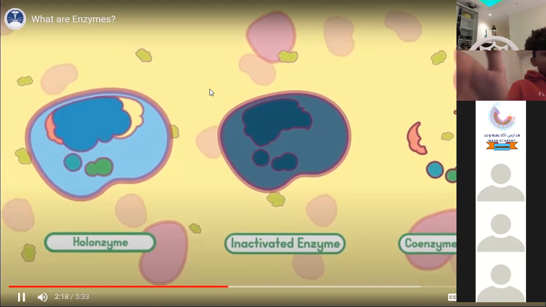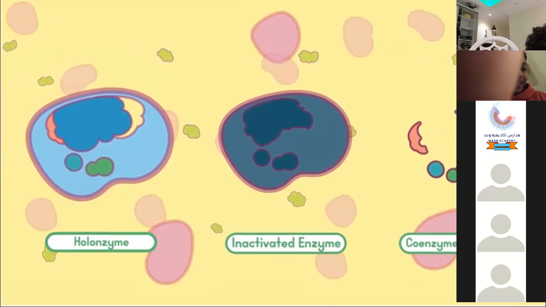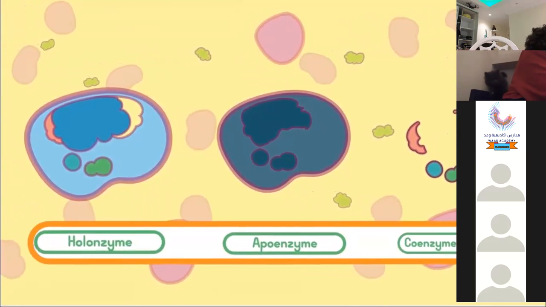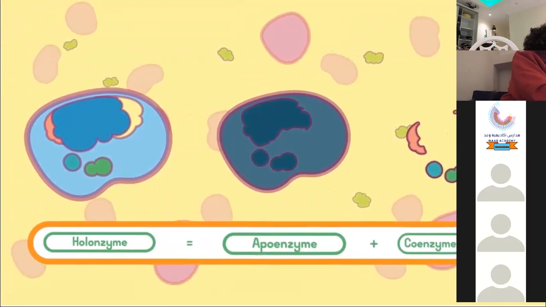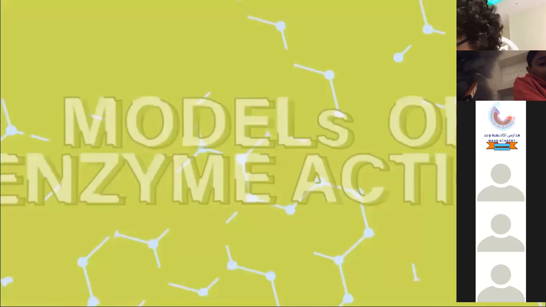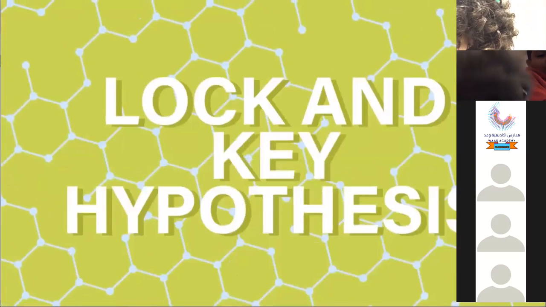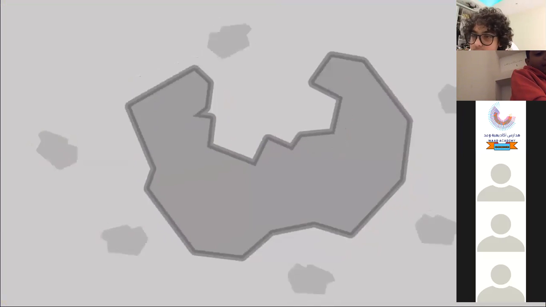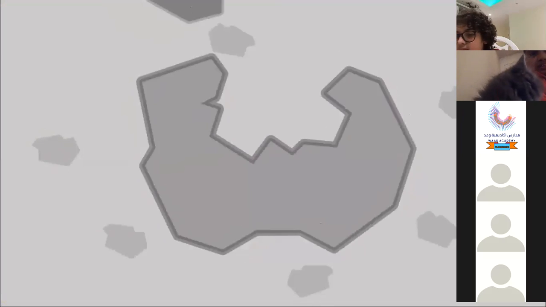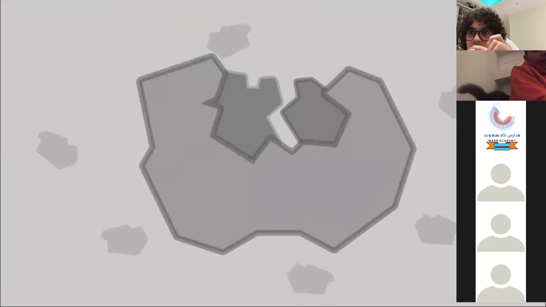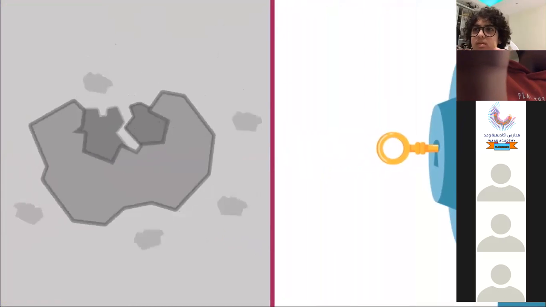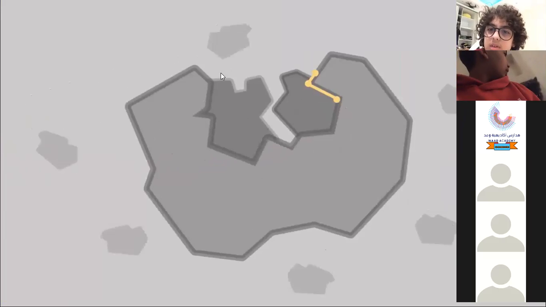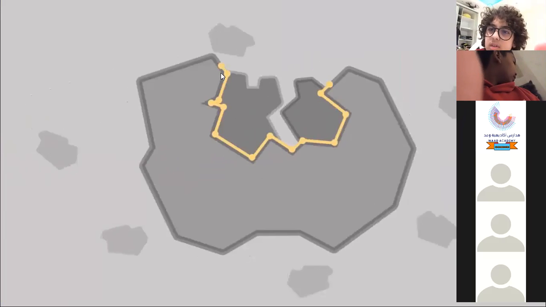To the complexity, scientists termed this inactivated enzyme as apoenzyme. And therefore, the equation becomes holoenzyme equals apoenzyme plus coenzyme. Models of enzyme action. Lock and key hypothesis. This is the simplest model to represent how an enzyme works. The substrate simply fits into the active site to form a reaction intermediate. Just like the key fits in its specific lock, the shape isn't changed here. Rather, the structure of the substrate absolutely complements the structure of the enzyme, like puzzle pieces.